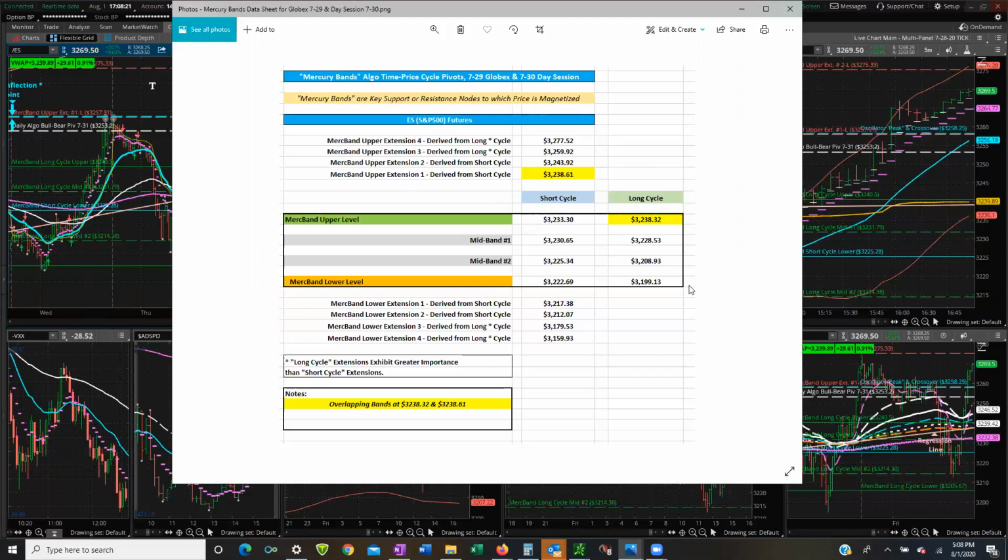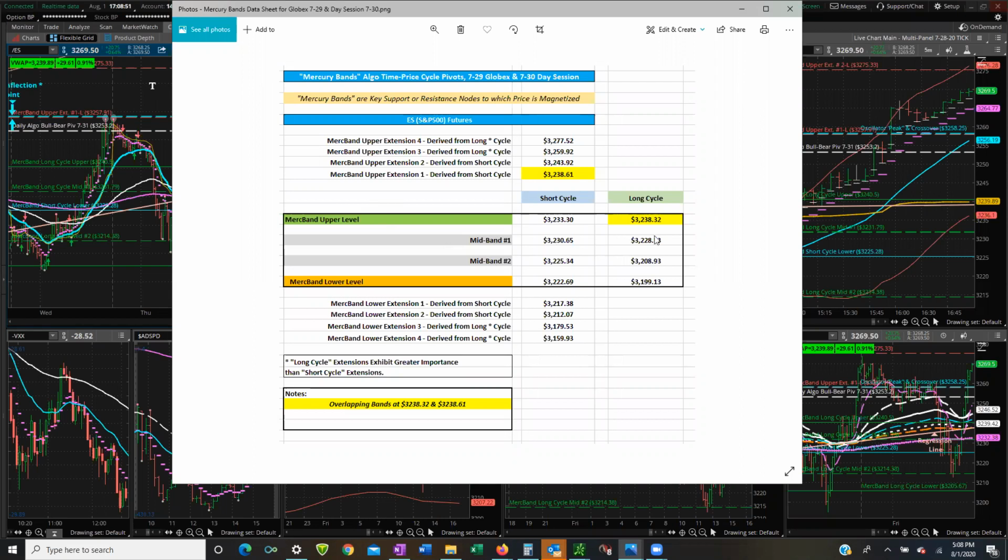The way the Mercury bands are constructed, here you have the body of them. There's short cycle and long cycle. And for each cycle, think of a metaphor of a Bollinger Band. Bollinger Band, you have the mid band, upper band, lower band. Well, this is kind of that same metaphor with the added metric that you got an upper level, a lower level, and you have 2 mid levels. And none of them are any more important than the other.